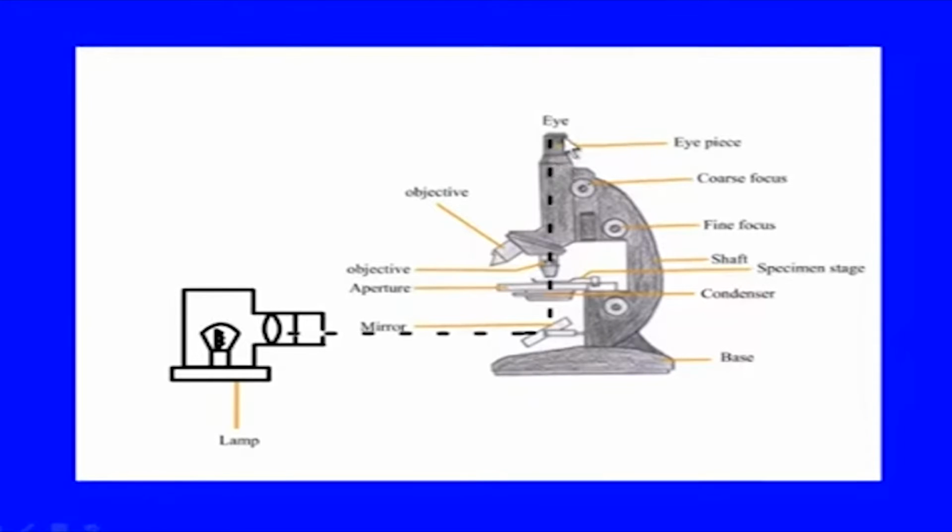Now, if you consider eyepieces, there could be different arrangements here. It could be monocular, binocular, or trinocular port. Monocular means a single eyepiece attached in here. Binocular means two eyepieces are attached, and trinocular means three eyepieces are attached. Eyepieces could be arranged in different fashion. It could be a monocular, binocular or trinocular eyepiece, or we also call it a trinocular port.